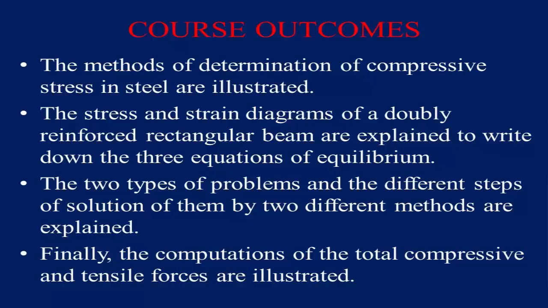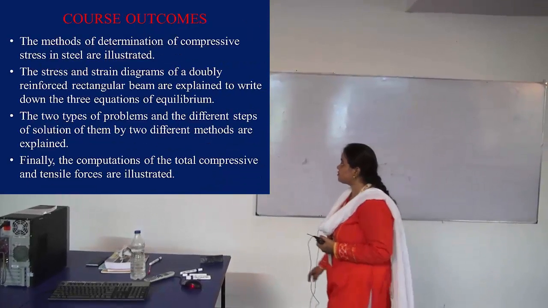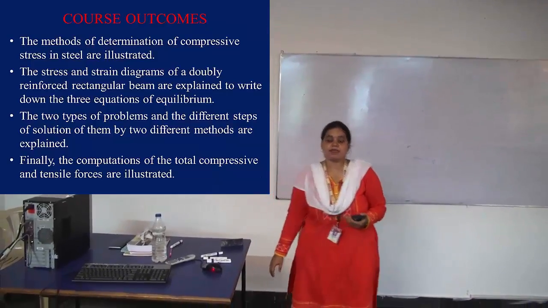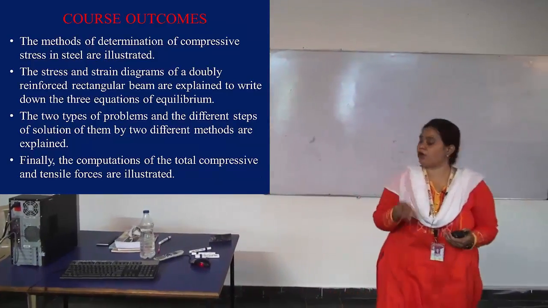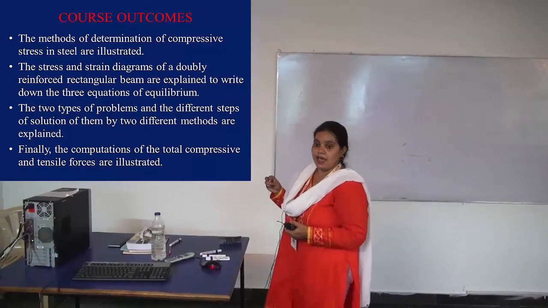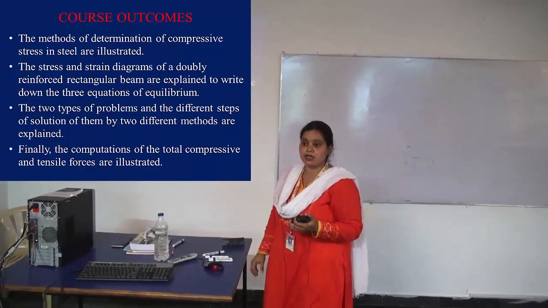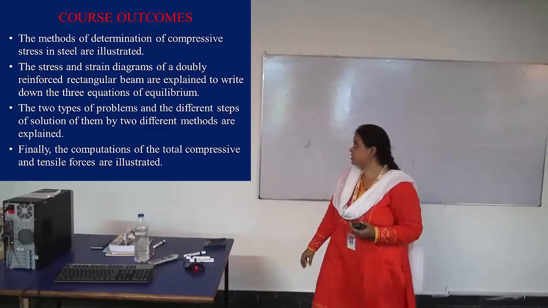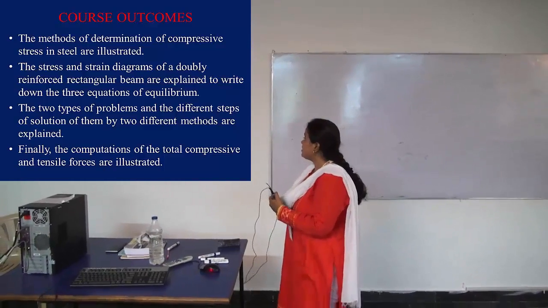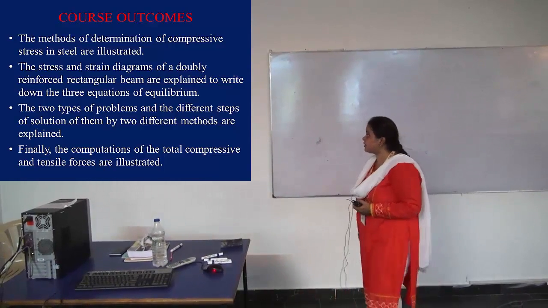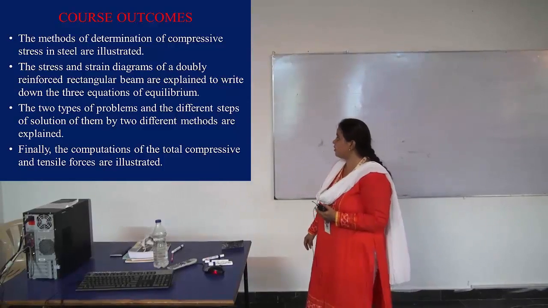Okay, so from all the above discussion, what have we concluded? We design a doubly reinforced section, and these are the course outcomes. The methods of determination of compressive stress in steel are illustrated, meaning we have found FCC and FSC, which are not used in our singly reinforced sections. Then the stress and strain diagrams of a doubly reinforced rectangular beam are explained.